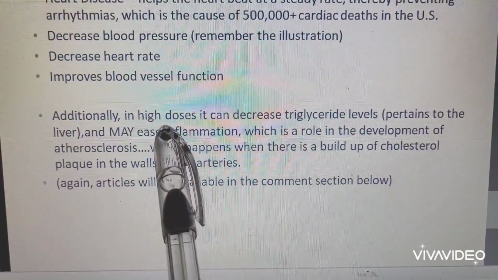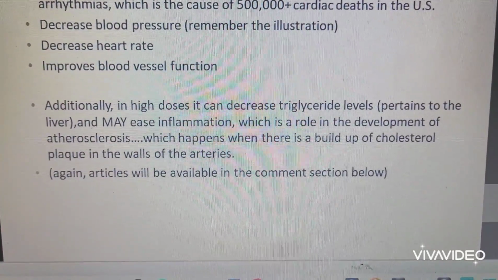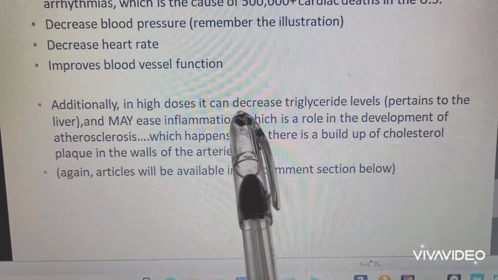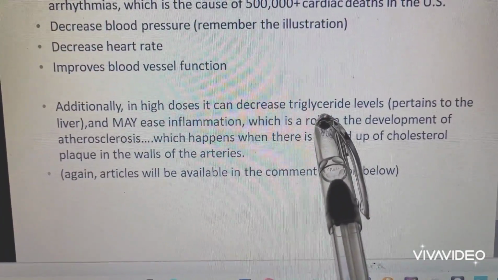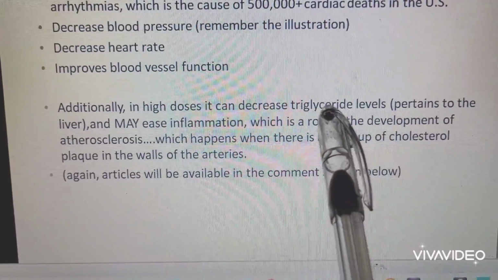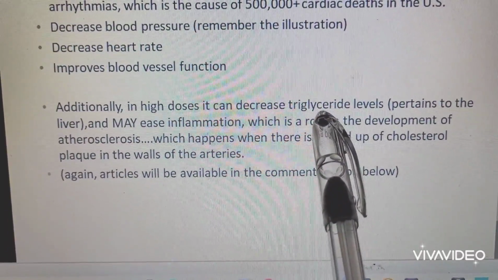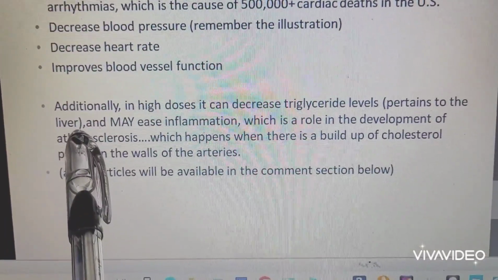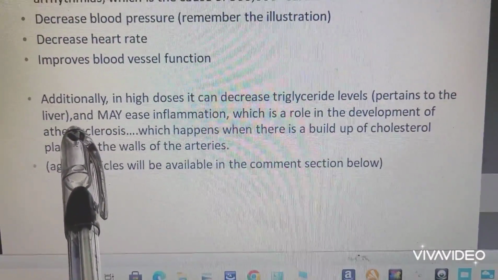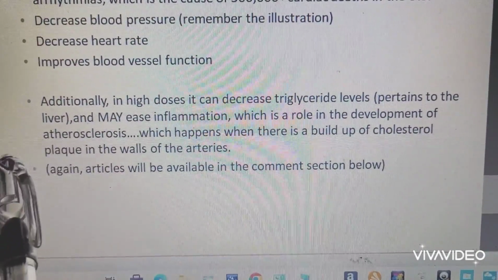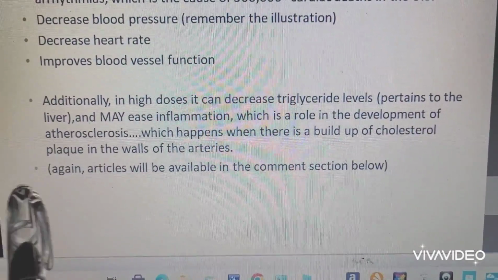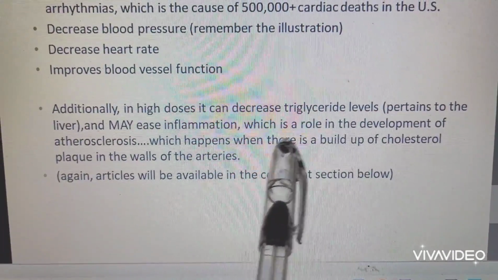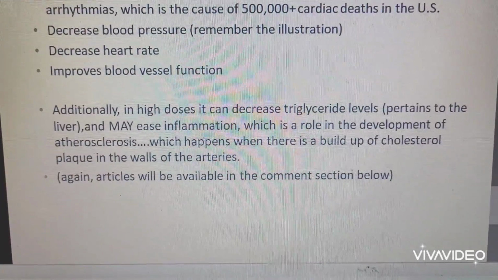Additionally, in high doses, meaning under your physician's care, it can decrease triglyceride levels. And as we know, or if you don't know, triglyceride levels pertain to the liver. Okay, so whenever you hear them say, let's do a liver panel, and they talk about LDL, HDL, and all of that, and they talk about triglyceride levels.